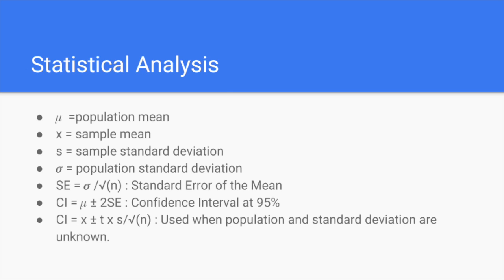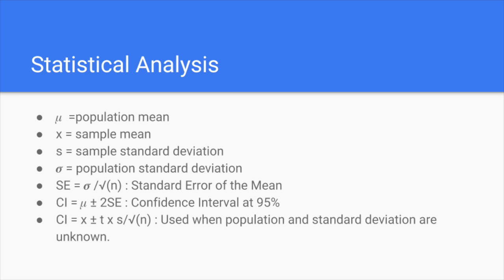For the statistical analysis section of this lab, it is convenient to know a few terms. Mu is the population mean. Lowercase x is the sample mean. Lowercase s is the sample standard deviation. Sigma is the population standard deviation. The standard error of the mean is sigma divided by the square root of n, where n is the number of trials. To find a confidence interval at 95%, use the equation mu plus or minus 2 times the standard error of the mean.